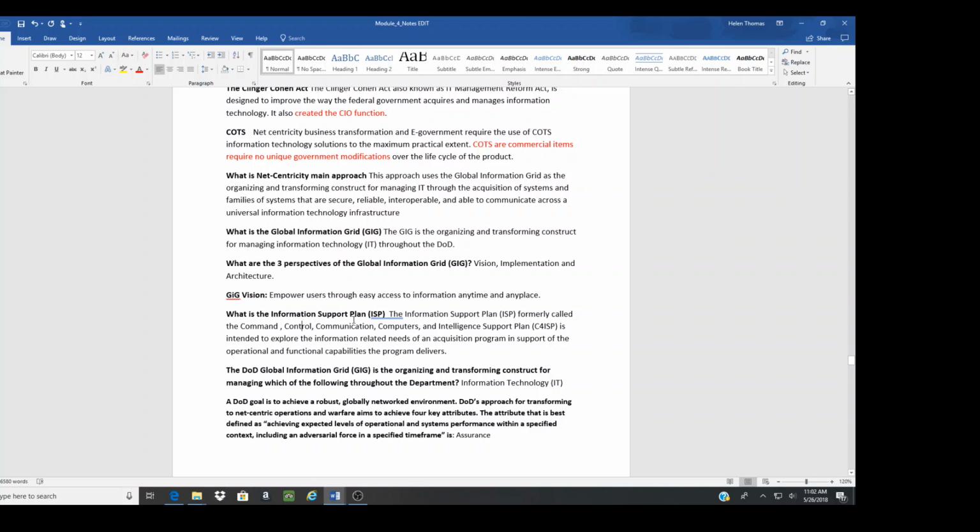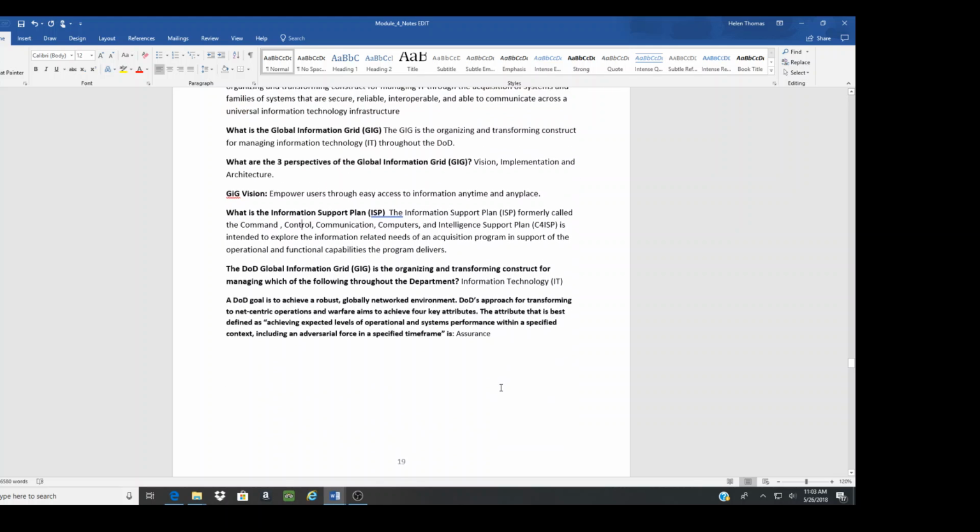Information, we talked earlier about the information support plan. The ISP, formerly called the Command, Control, Communication, Computers, and Intelligence Support Plan, is intended to explore the information-related needs for an acquisition program in support of operational and functional capabilities that the program delivers. So the GIG is the organizing and transforming construct for managing information technology.